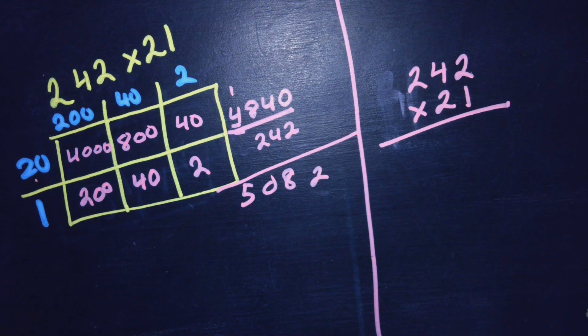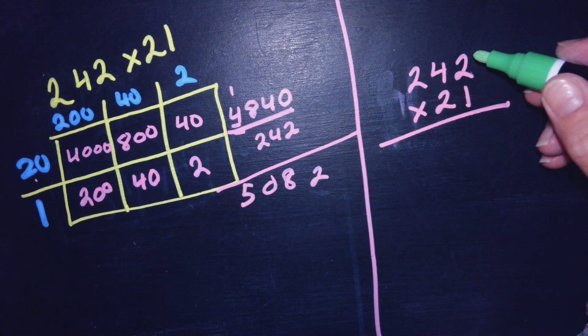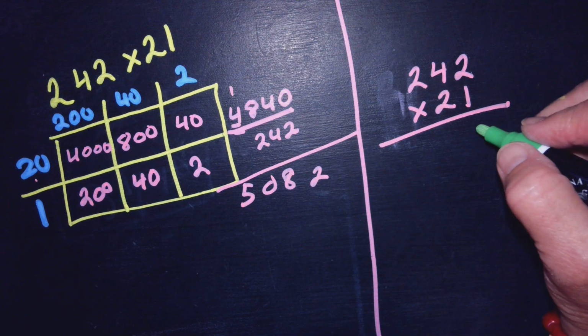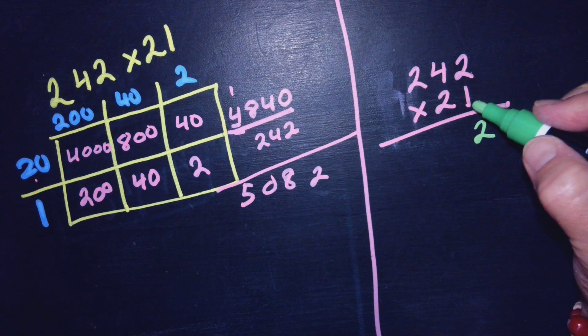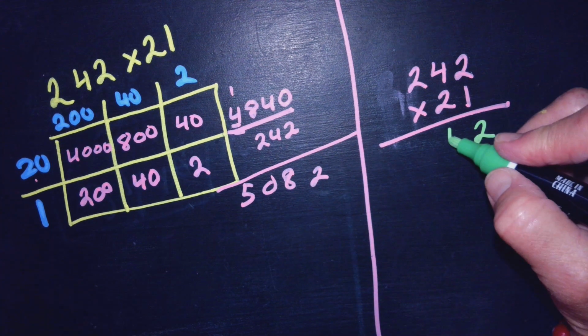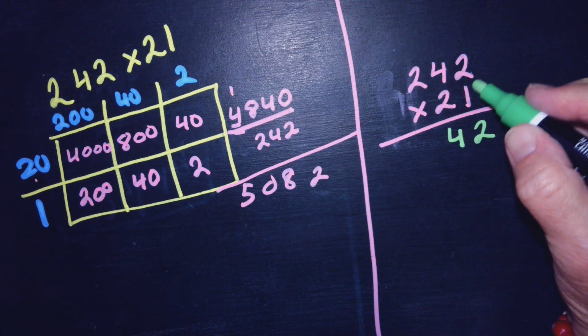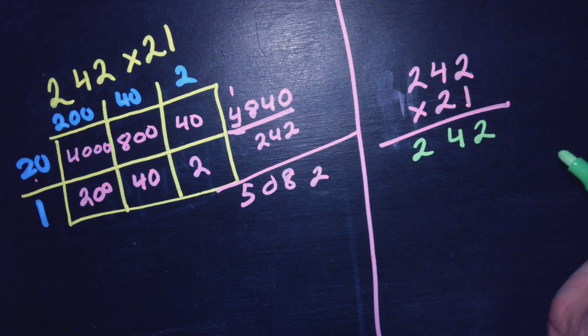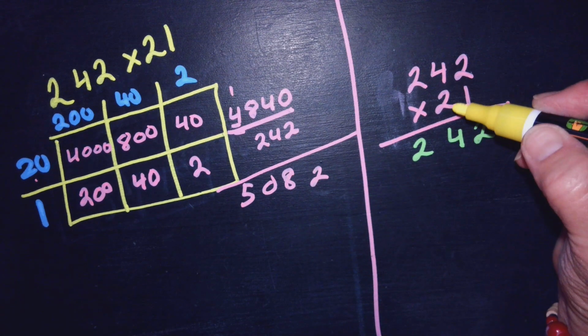Now remember, when I multiply, I'm going to start with the ones place. So 1 times 2 is 2. 1 times 40 is going to be in the tens place. And then 1 times 2 is going to be in the hundreds place. Then I'm going to add, and then I'm going to multiply by my tens place.